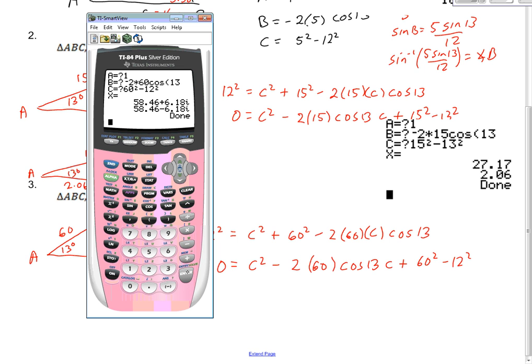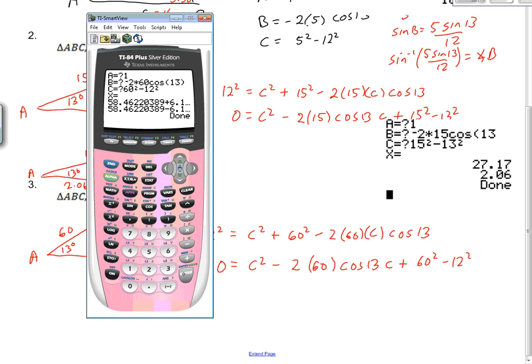Let me do that one more time because I want to show you my calculator set up a certain way. Let me run those numbers again. 1, this is probably what happened on your calculator. Negative 2 times 60 cosine 13 and 60 squared minus 12 squared. And now it looks like this is a more typical way you're going to see.